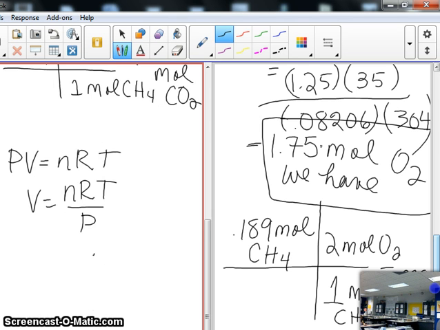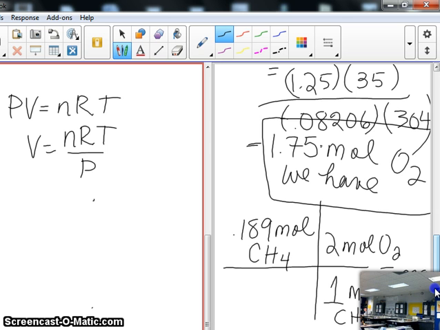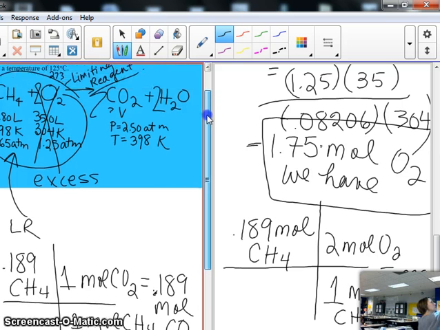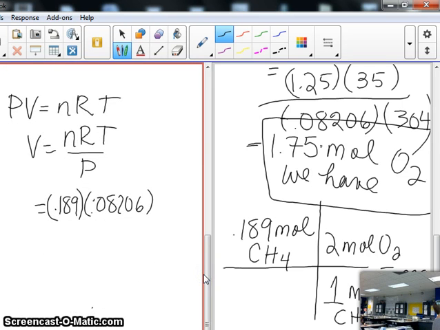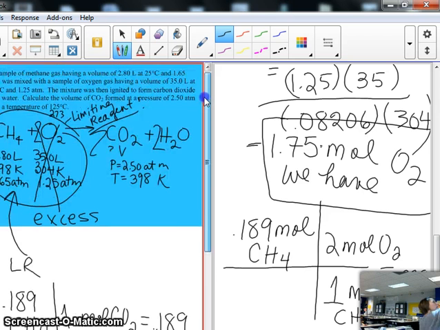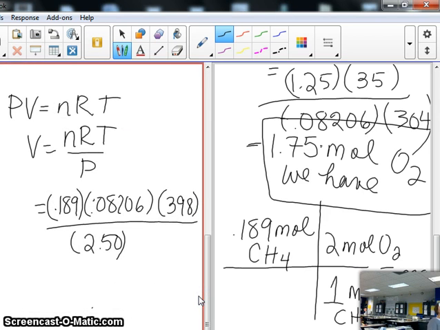So our moles are 0.189. The R is 0.08206. I forgot the temperature. We gotta go back up. The temperature is 398. And I think the pressure was 2.5. Let me just go back up and check. Yep, 2.5.